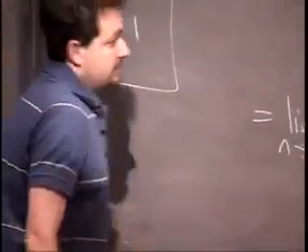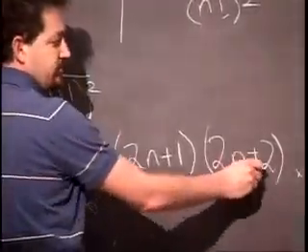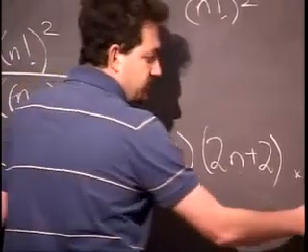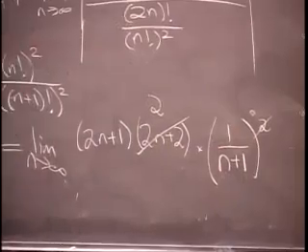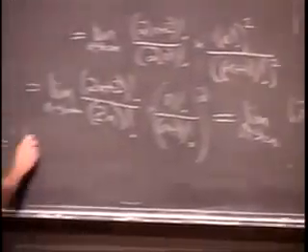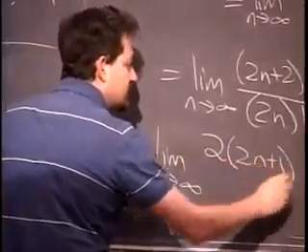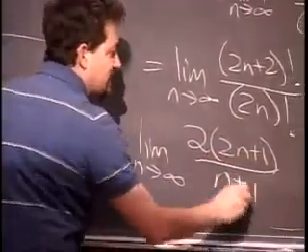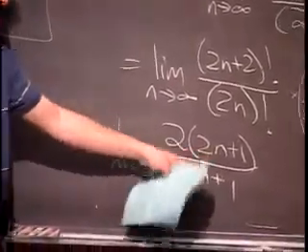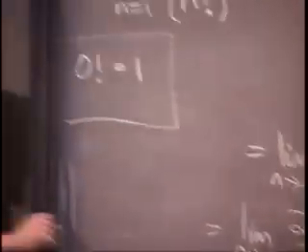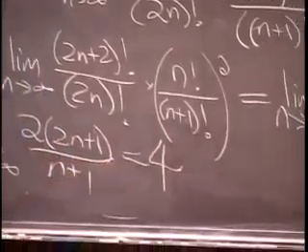Now, this is just a polynomial over a polynomial. We can make life even simpler by factoring out n+1 from here and n+1 there. So we can replace this by a 2 and get rid of the squared. And so we can write this as the limit, as n goes to infinity, of 2 times (2n+1) over just n+1. And the leading term here is 2n over n. It's easy to just divide top and bottom by n or use the twiddle method to see that this limit is 4 as n goes to infinity.